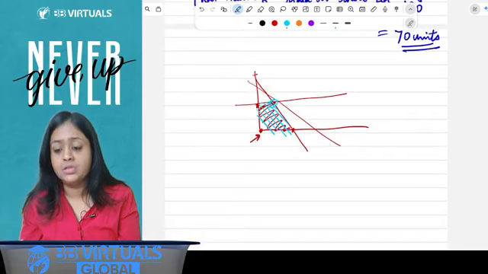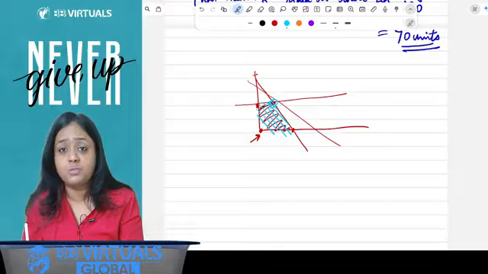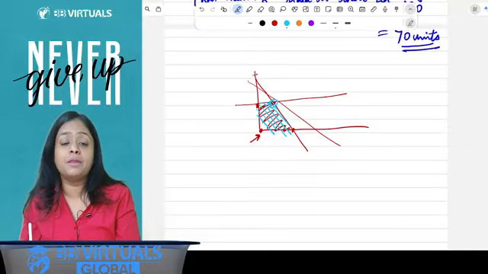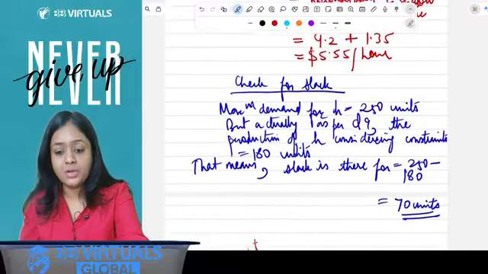So then how would I know the number of units for this? Now at this point, you will solve the equations simultaneously, and you will use the algebraic method for the same. How to do it, I'll tell you.